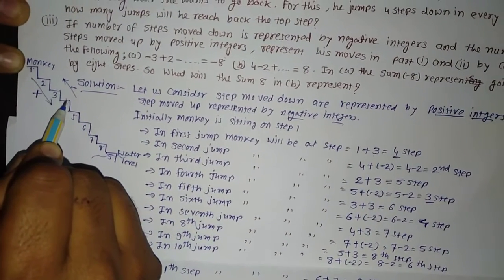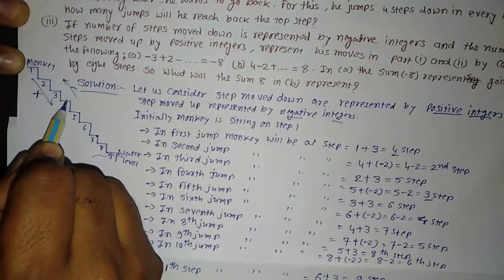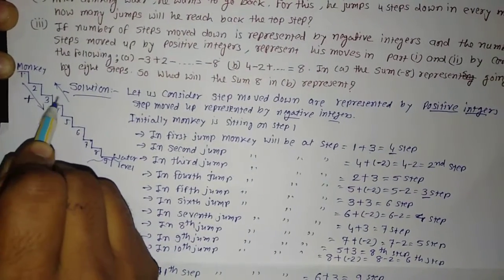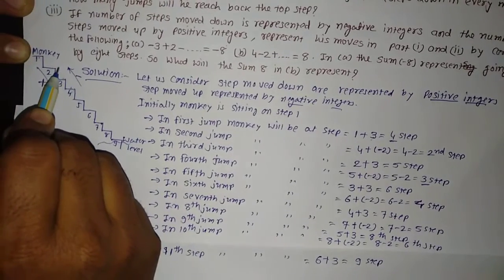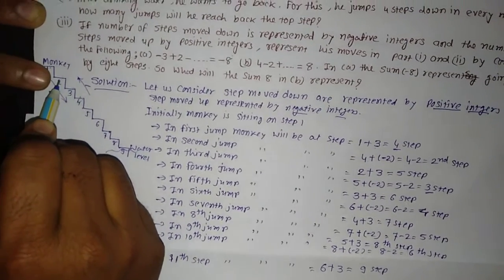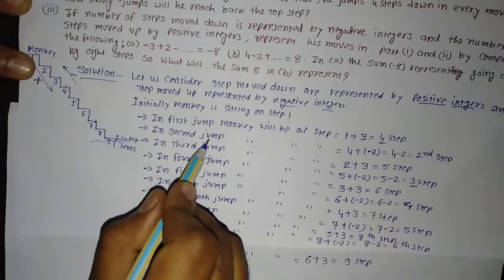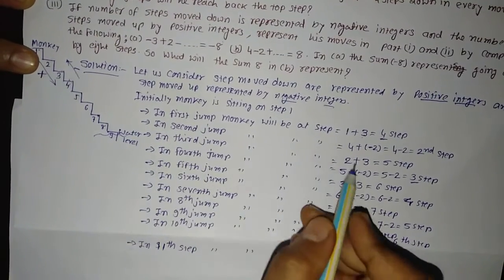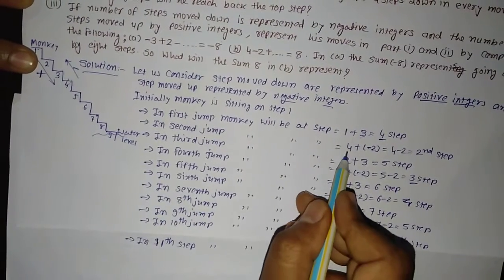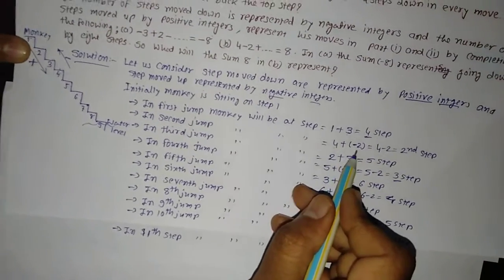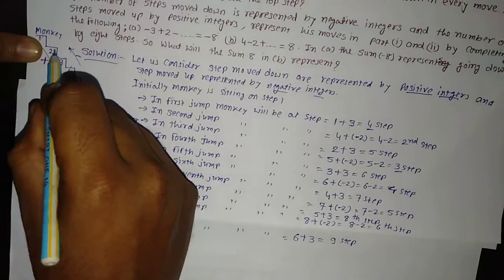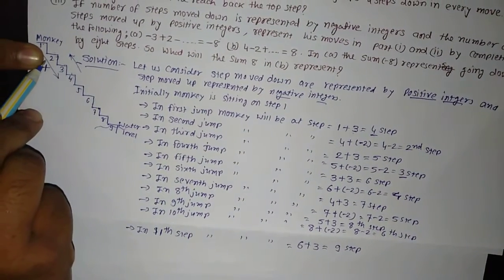After that, in the second jump, the monkey is coming in reverse, that is, coming up. That is represented by a negative integer. So from the 4th step, it comes up 2 steps, so it would be on the second step. In the second jump, where will the monkey be? At the first jump, the monkey was on the 4th step. Plus 2 steps, it comes back. So 4 plus minus 2 is equal to 2. So it reaches the second step at the second jump.